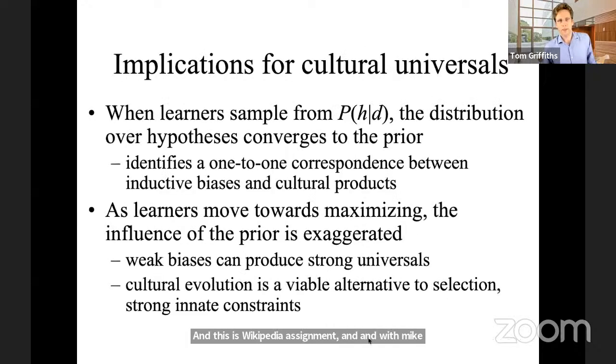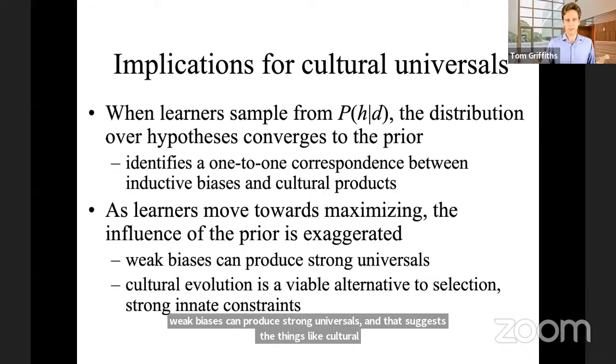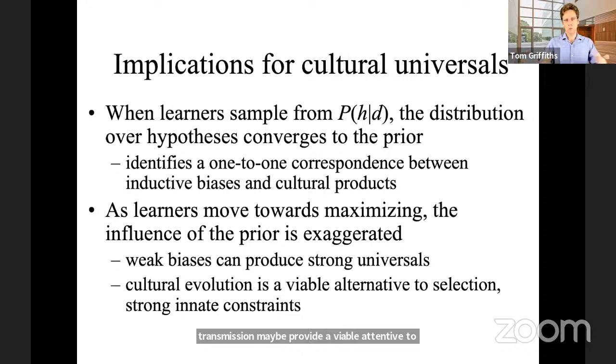So in the context of the kinds of questions that come up when we're thinking about languages, this gives you a very different kind of picture. The sampling case suggests a one-to-one correspondence, but when we change the model so that learners do something more deterministic than sampling, we see a case where weak biases can produce strong universals. That suggests that cultural transmission may provide a viable alternative to processes like selection or strong innate constraints in explaining why languages have particular kinds of structures.